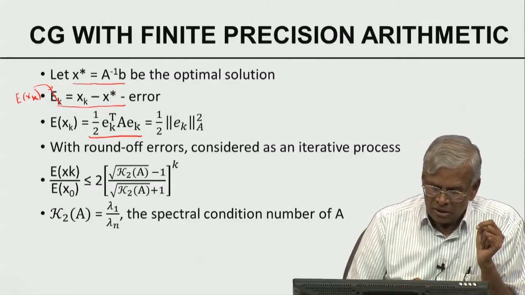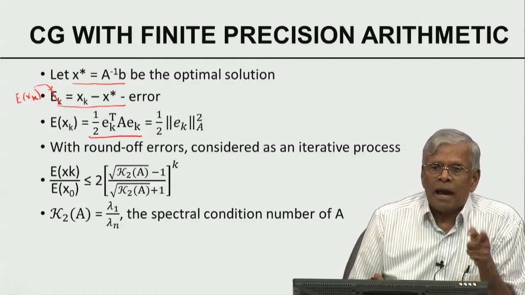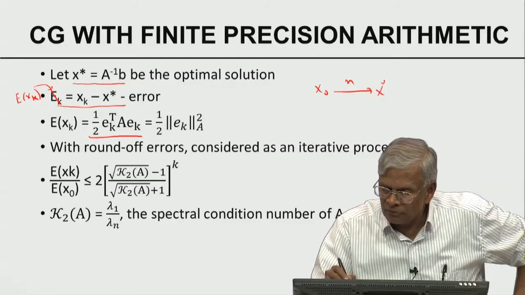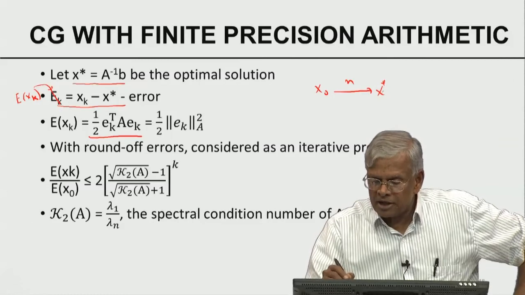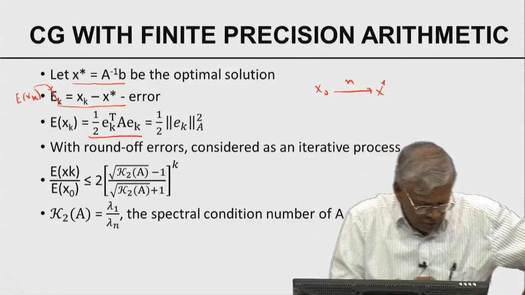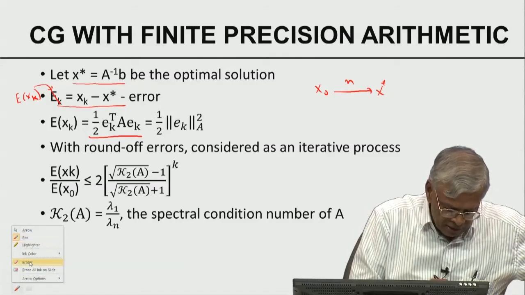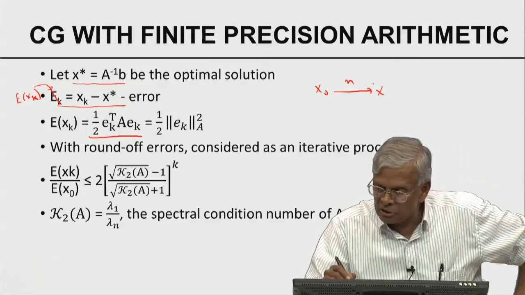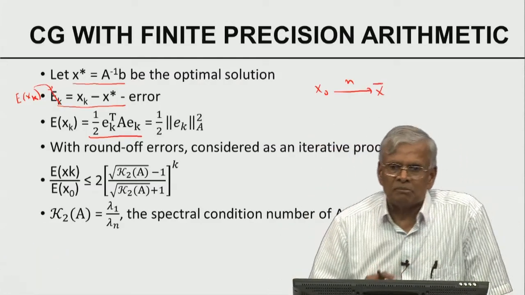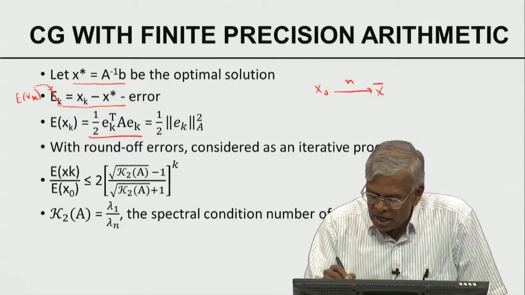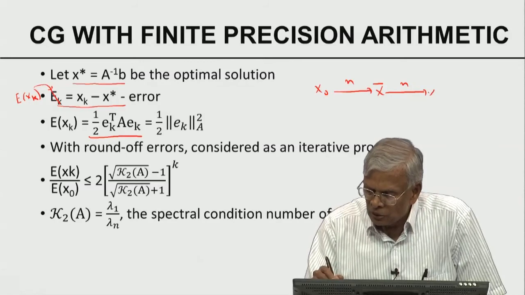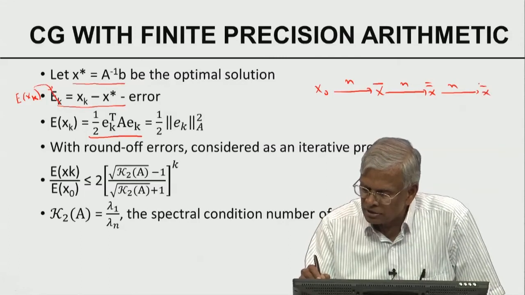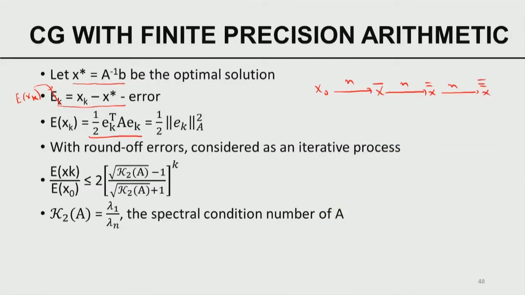The E of X k is given by this quadratic function, much like the E of X k that we used in the gradient method. So, when there are round off errors, what happens? You start at X naught, you perform N steps, you come to X star. Because of finite precision arithmetic, I shouldn't say X star. Let me change the notation a little bit. Let us assume X bar. This X bar will not be equal to X star, the minimum, but close to that. Then you start from here, you do one more N steps, you go to X double bar. Then you start from here, you do N steps, you go to X triple bar. So it becomes an iterative process.